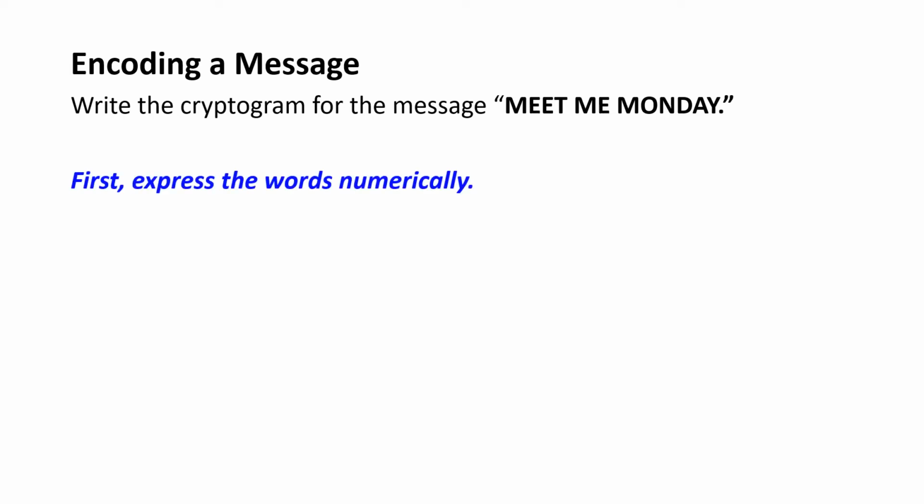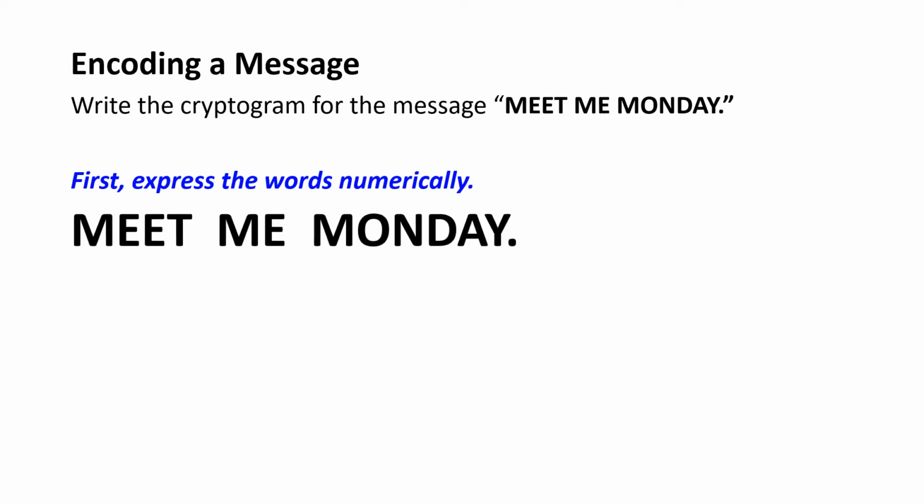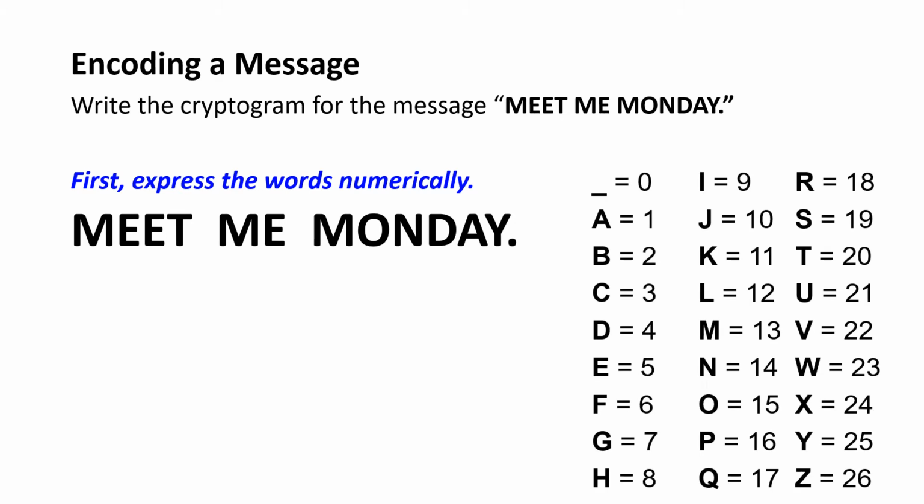So the first thing that we have to do is to express these words numerically. For the message "Meet me Monday," we have to use the character keys as mentioned earlier. So we just have to look for the numerical equivalent of each letter. For M, as you can see, we have 13. For E, we have 5, another 5, and so on. For D, we have 20.